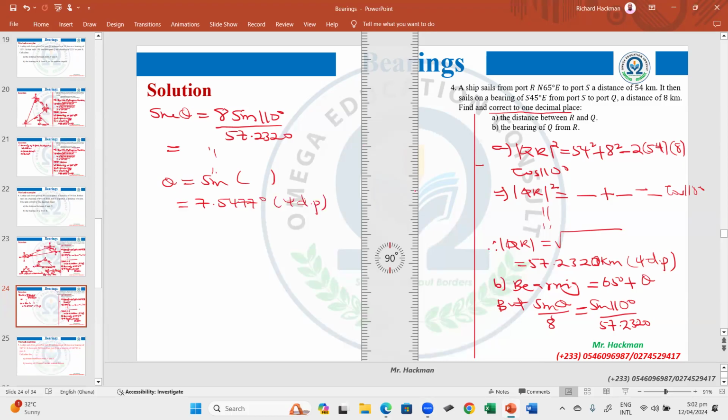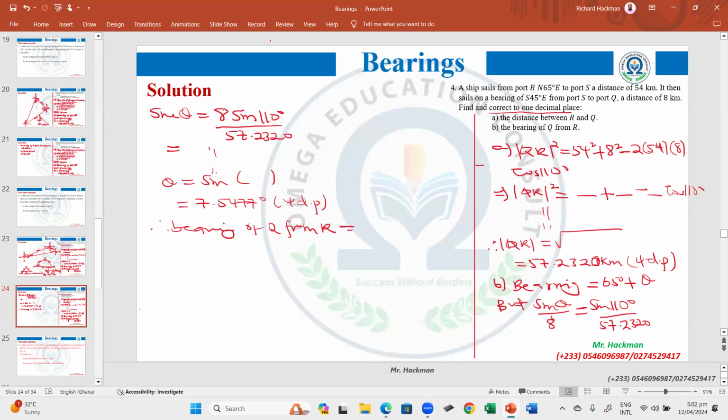Remember theta is only a means to an end, so we are going to add theta to this. Therefore my bearing of Q from R will be equal to, we said it will be 65 degrees plus 7.5477 degrees, which gives us 72.5477 degrees. In this case, we said 1 dp.